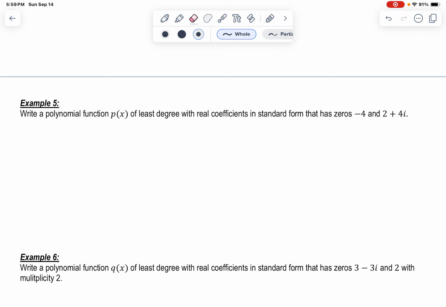So those directions can be a little overwhelming, but if we break it down, it should not be that bad. So you're writing a function, p of x. I'm giving you the name of it. It says least degree. What I mean by that is I don't want you to make up more zeros than what I gave you and multiply them onto your answer. No one's going to do that, but it's just in the directions. Real coefficients, that's just reminding you that we don't want imaginary values in our answer, in our equation.